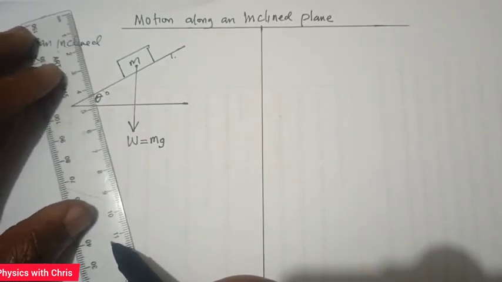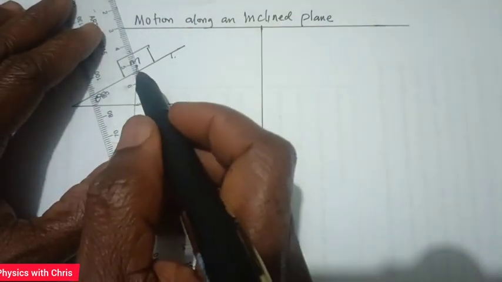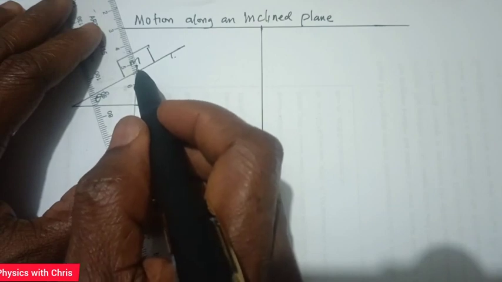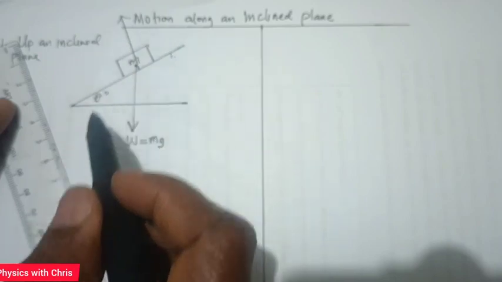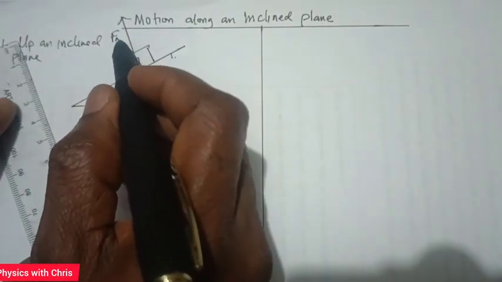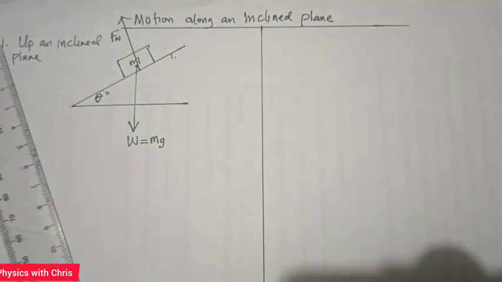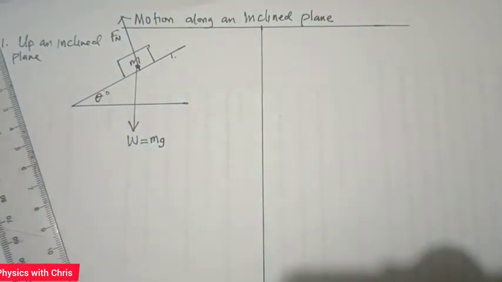Now there's a normal reaction that is acting from the surface of the inclined plane, and that acts in this direction, the normal force. You can call that Fn, that's the normal force. Okay, so here you can see that the two lines of action, the normal force and the weight line, are not in the same direction.